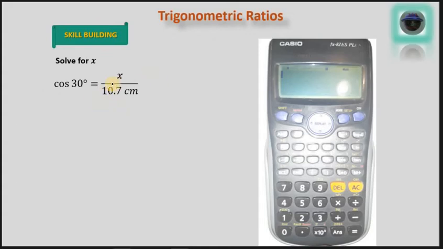Now here we have a problem where we want to solve this equation for x. Now how do we do that? As long as you have the unknown in the numerator, you should multiply the other 2 quantities. So we want to multiply cosine 30 degrees by 10.7. If you want to know why we multiply them, let's see.